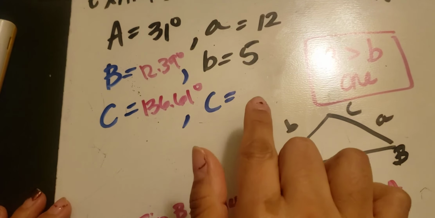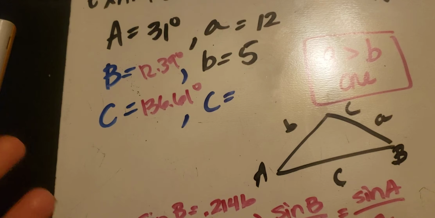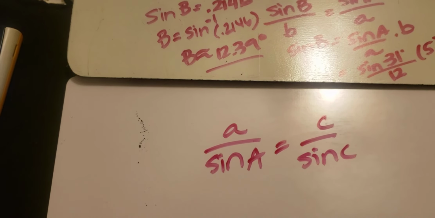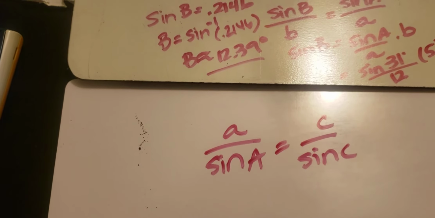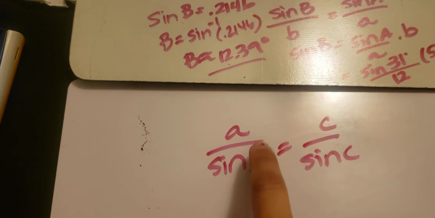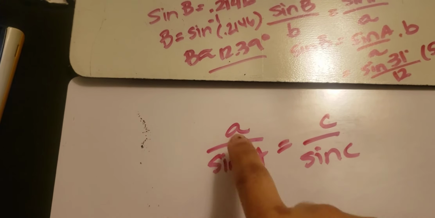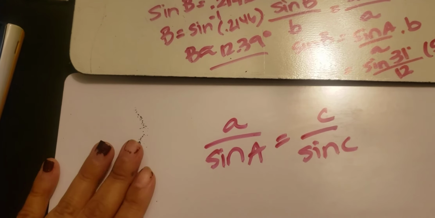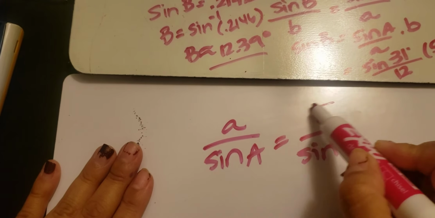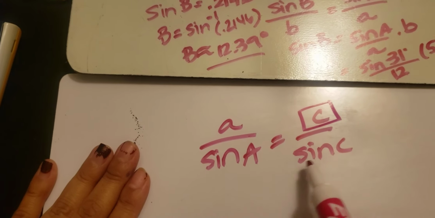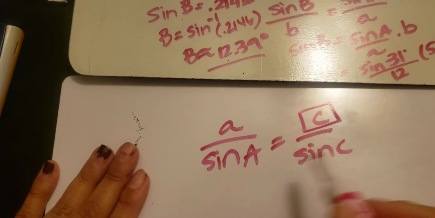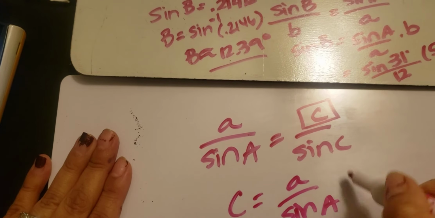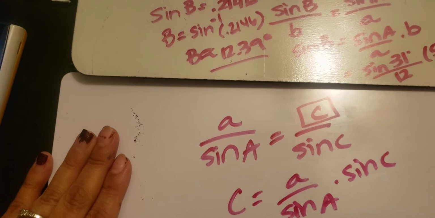And then to find side C, I'm just going to go with the law of sines. So let me grab a different whiteboard. Okay, and since the only thing I need to find is the side, then I'm going to go with A over sine of A, because I have both, and C over sine of C. I have C, okay? So I'm just going to plug it in. Okay, remember, I'm trying to isolate C, so I'm going to get rid of sine C by multiplying both sides, okay? And I'm just going to rewrite it. C equals A over sine of A times sine of C, okay?